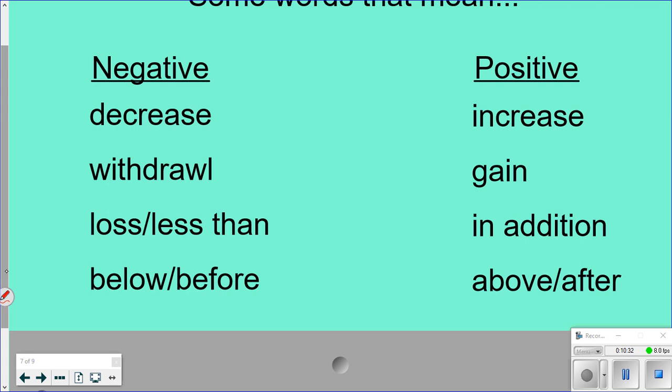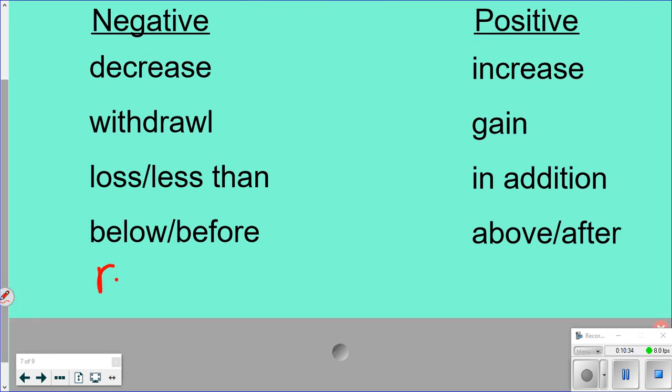Another one that I ran into just with the seventh graders was recede. Recede also means to back up or to go backwards, so that's a negative word. Increase, gain, addition, above, all positive words. Another word you could have for positive would be deposit. That has to do with depositing money into an account. But if you don't know what some of these mean, like maybe you don't know what withdrawal means, make sure you get some of these down if you need them.